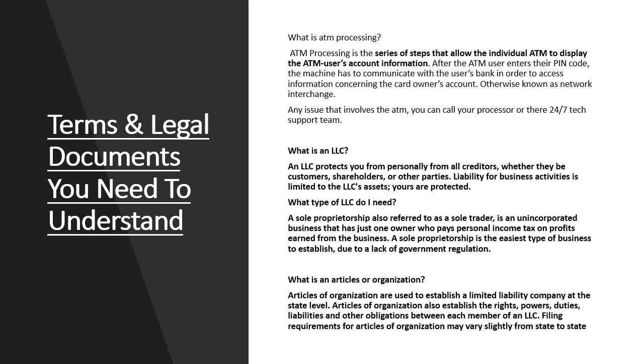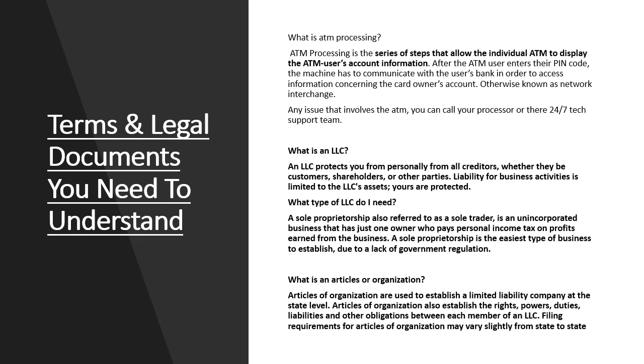So what is an article of organization? The articles of organization is used to establish a limited liability company. This is what you register for after you file for your LLC. It establishes a limited liability company at the state level. Articles of organization establish the rights, the powers, the duties, the liabilities, and other obligations between each member of an LLC. Filing requirements for articles of organization may vary slightly from state to state.